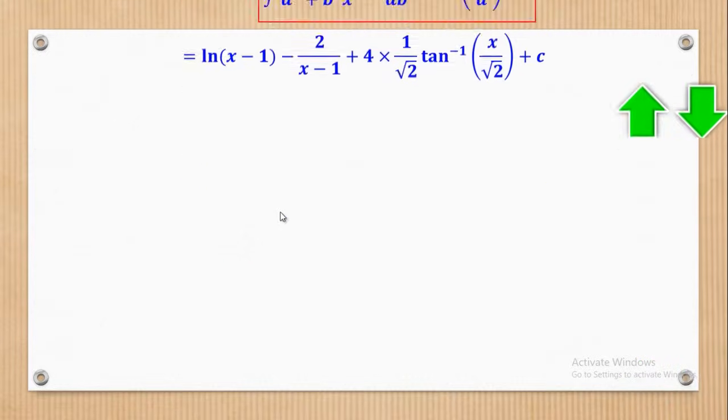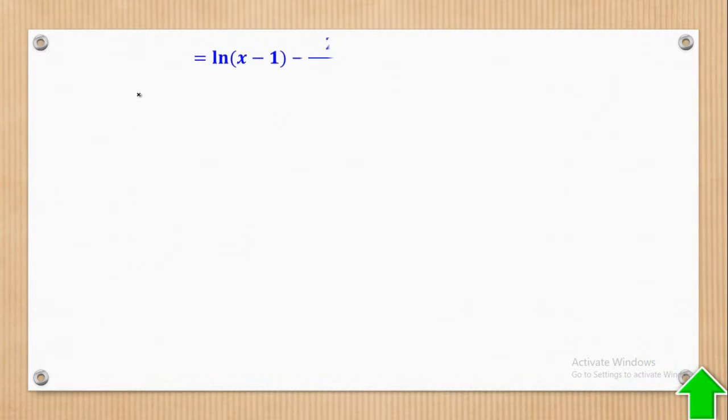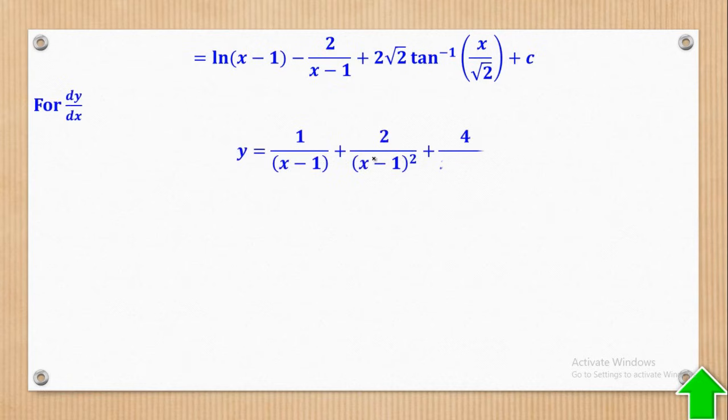So I can come and simplify to come up with this as the required integral. So now we shall go to dy dx. So dy dx, first of all, why is that in partial fractions? When you use negative indices, you shall come up with that. The next is to now differentiate.